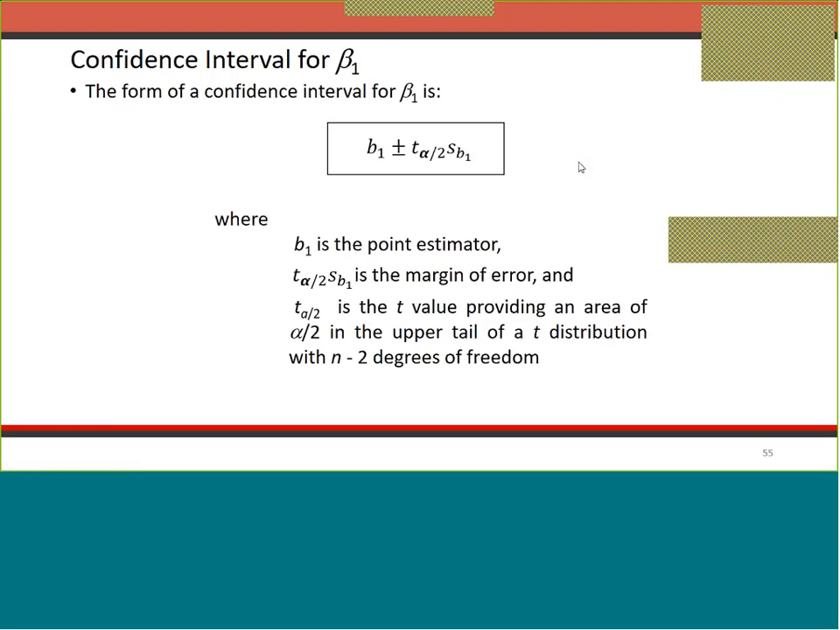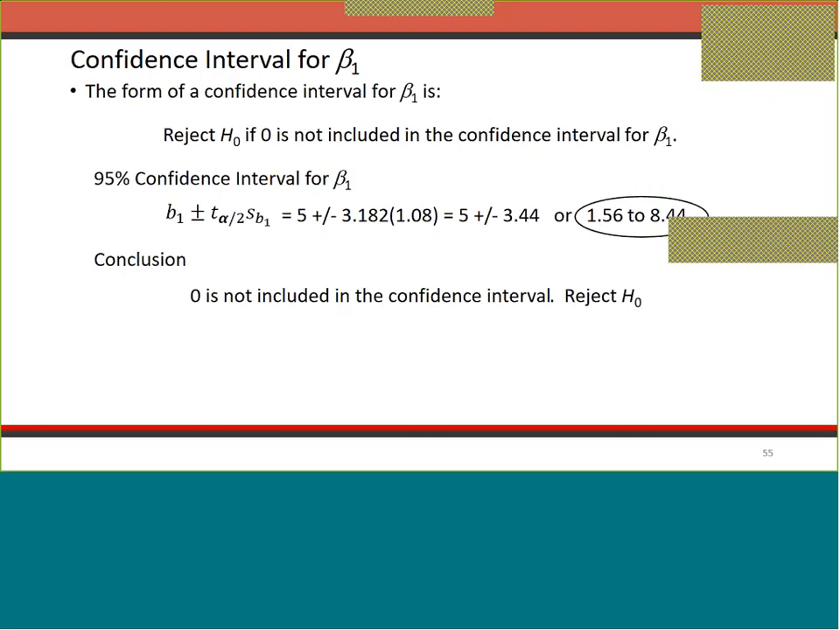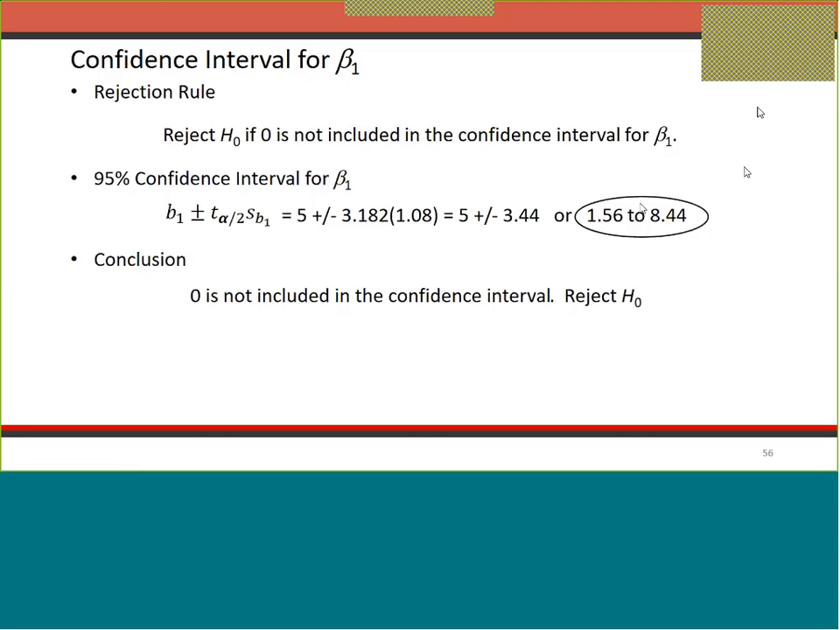So the confidence interval, as usual, B1 is your test statistic. B1 plus or minus t alpha by 2 SB1. Yes or no? B1 plus or minus t alpha by 2 SB1. So this is the confidence interval for beta 1. The confidence interval is coming out to be how much? 1.56 to 8.44. But is 0 there in this or not? 0 is not there. So that's why we say 0 is not there in the confidence interval, which means we reject H0.